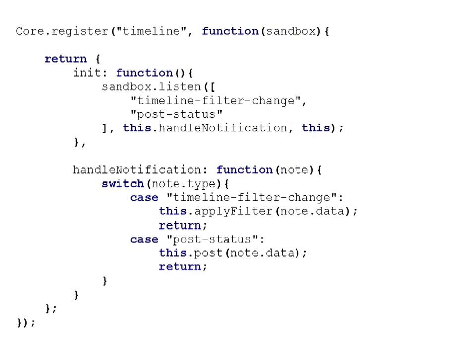So in the timeline, it basically uses a sandbox and says, I want to listen for these specific messages. And when these messages occur, please call this function. And so now the timeline also doesn't need to know about any of those other modules. It just knows that at some point in time, I may receive these messages. And when I do, I should definitely do something in response to them.